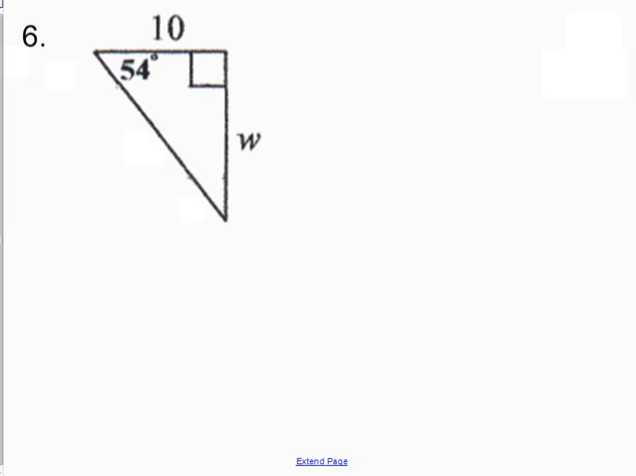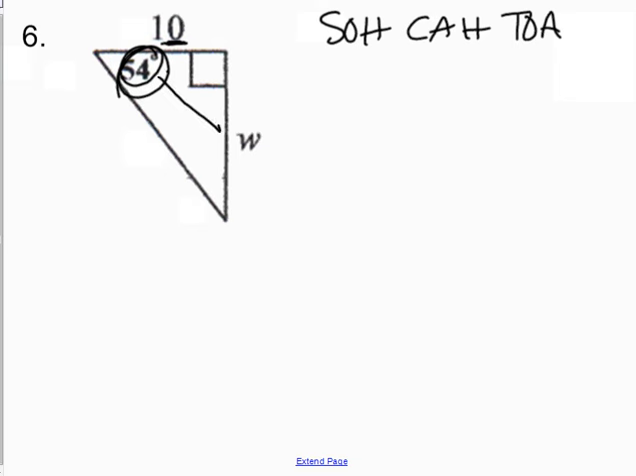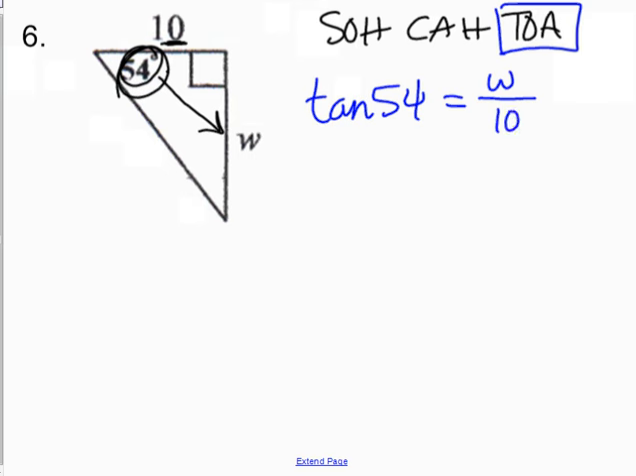Here we go again. SOHCAHTOA. All right, we've got 54. We've got the adjacent side and the opposite side. That's going to be tangent. All right, so the tangent of 54 equals the opposite over the adjacent. So we cross multiply, and W equals 10 times the tangent of 54. Type it in, and you end up with 13.8.